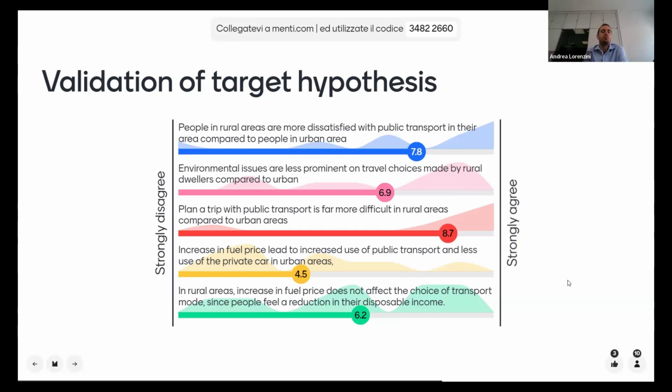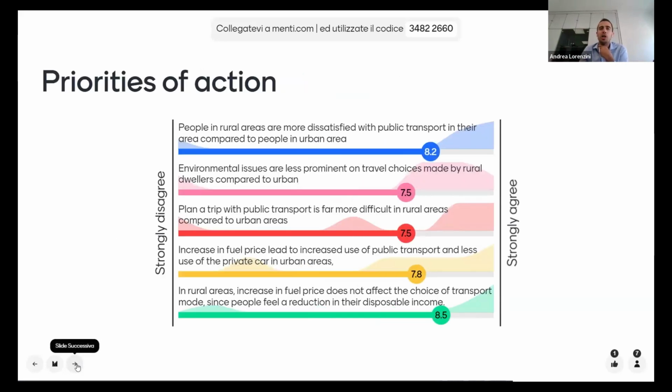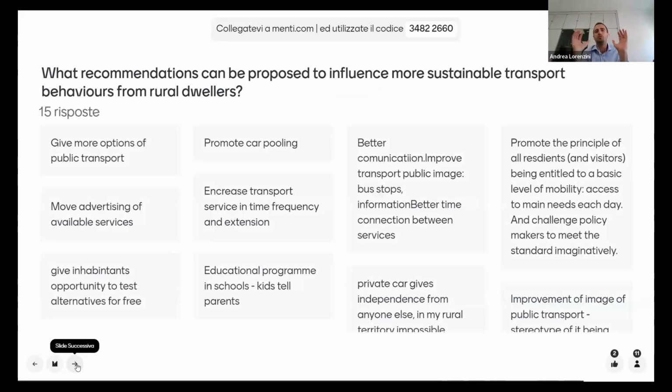But basically all participants in our workshop agreed that people are more dissatisfied with public transport in rural areas compared to urban dwellers, that environmental issues are less prominent in travel choices made by rural dwellers compared to urban ones, and mostly that planning a trip with public transport is far more difficult in rural areas compared to urban areas. Then, to conclude, we also brainstormed together a number of recommendations.